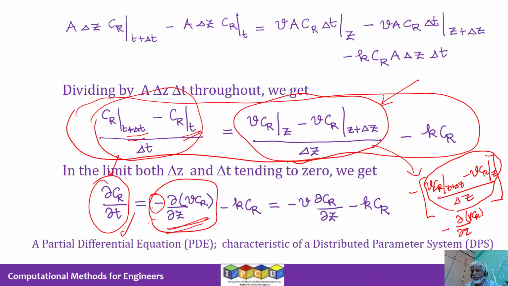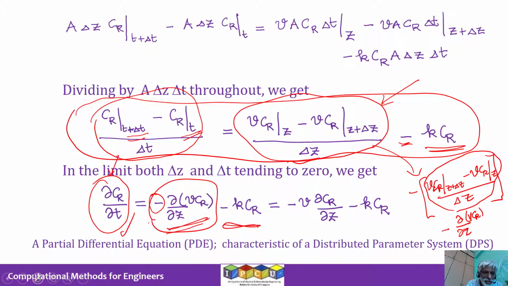All right. So again, we use the partial derivative because CR is going to be a function of both T and Z. So we have to use the partial derivative. And KCR with a negative sign stays as it is. Right? Nothing happens to KCR as delta Z goes to 0 or delta T goes to 0.